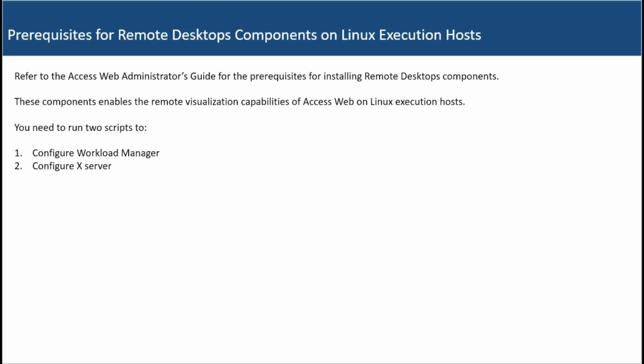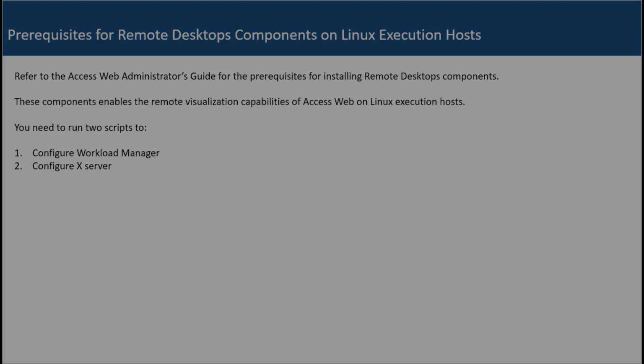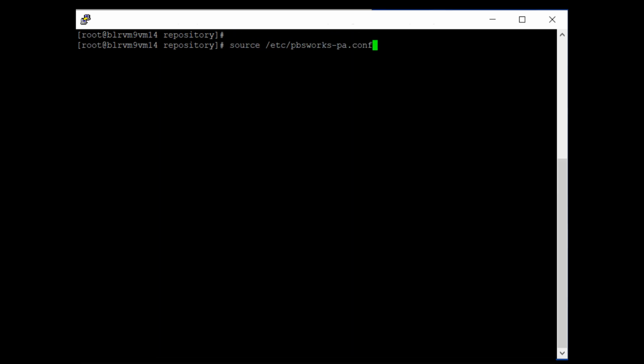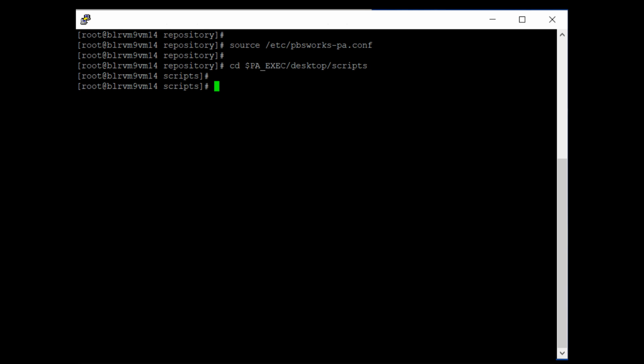Next, let us install Remote Desktops components. Refer to the Access Web Administrator's Guide for the prerequisites for installing Remote Desktops components. You need to run two separate scripts: the Workload Manager for End Desktops and Configure Xserver. Navigate to the script directory. To configure PBS Pro and PaaS, enter the command.